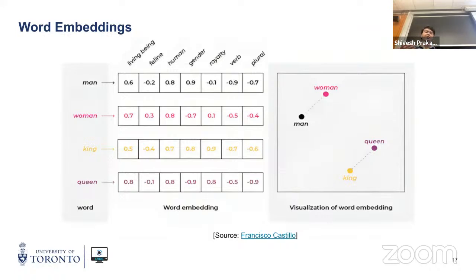You might keep this diagram in mind: different columns represent different things. Say, for example, we take man. Man is a living being, so we assign a score of 0.6. But man is not feline, so we assign minus 0.2. This is the idea of word embeddings, or node or edge embeddings. Any questions so far? Yeah.